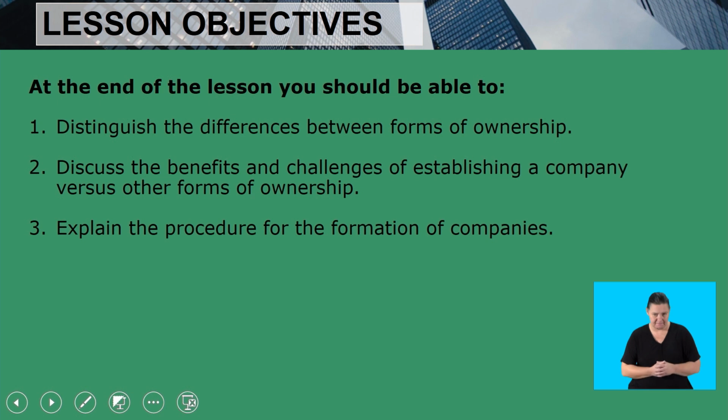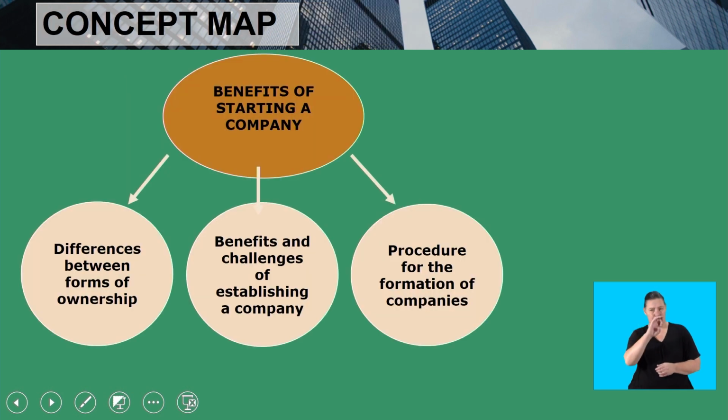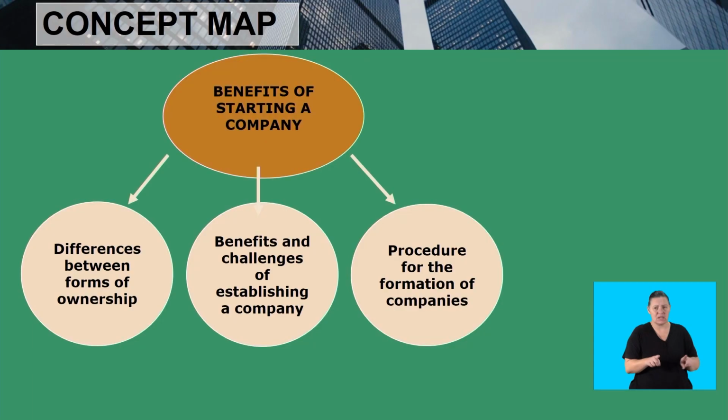Now, let's look at our concept map. The concept map is an overview of what our lesson will cover. We'll first start with the differences between forms of ownership, and then move to benefits and challenges of establishing a company. And lastly, we'll look at the procedure for the formation of companies.